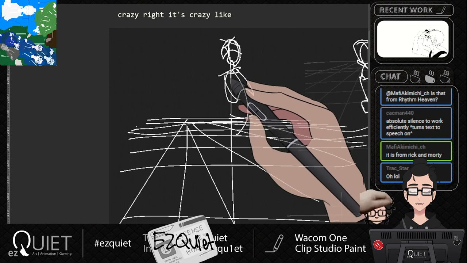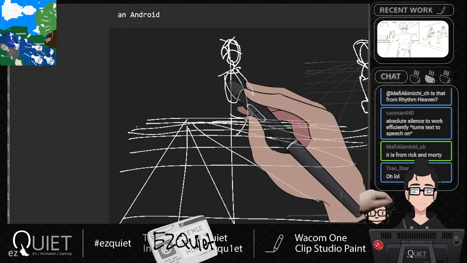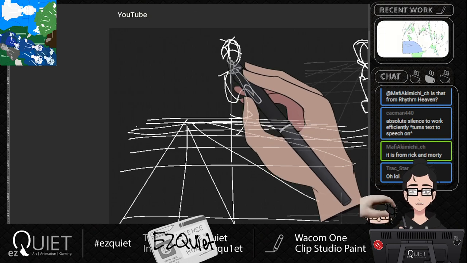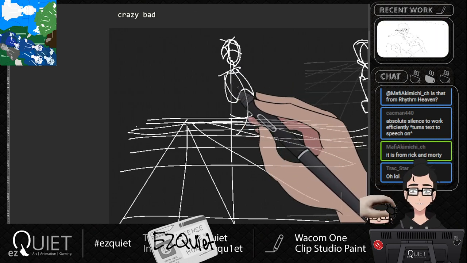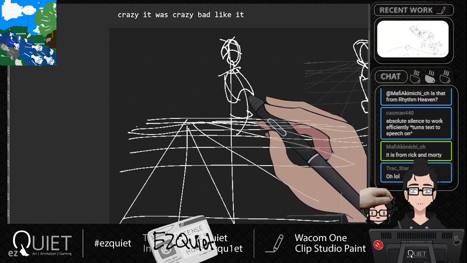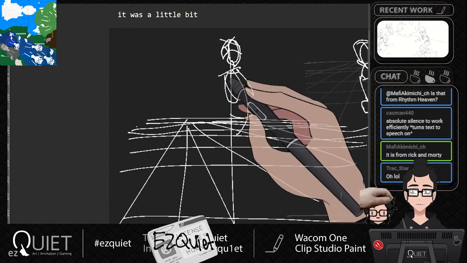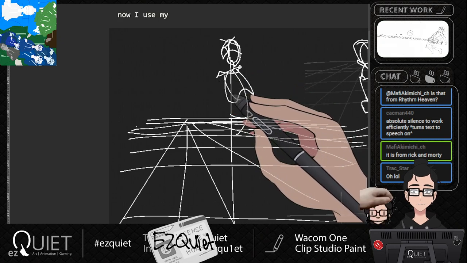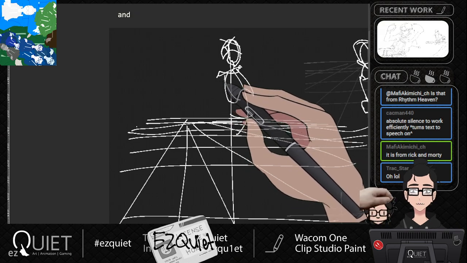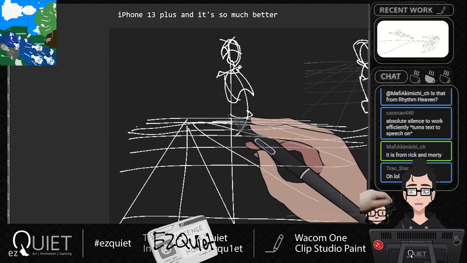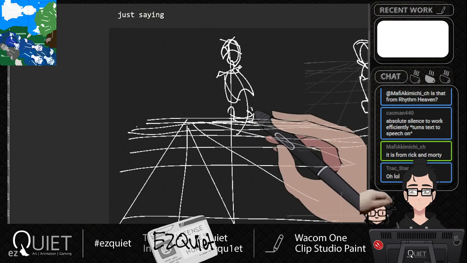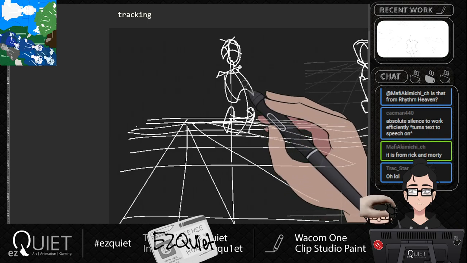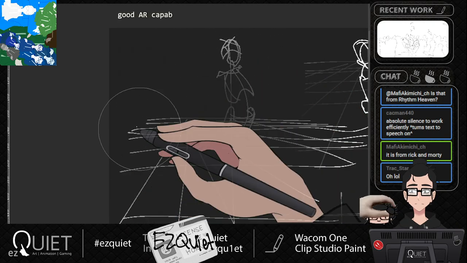You would think that I've upgraded my model, because I used to use an Android device. I used to use my OnePlus 5 in order to use VTube Studio. It was crazy bad. It barely could track anything. And then I upgraded to a webcam. It was a little bit better when it came to tracking. But now I use my iPhone 13 Plus, and it's so much better. It's crazy how much better it tracks. Anyway, guys, iPhones are the strategy when it comes to facial tracking. Pretty good AR capabilities, dude.